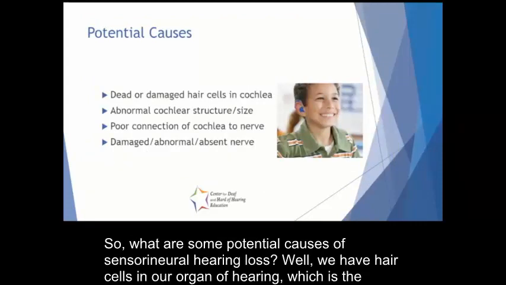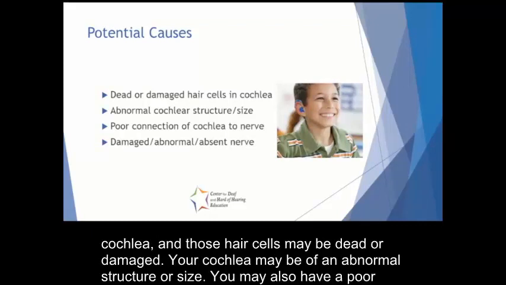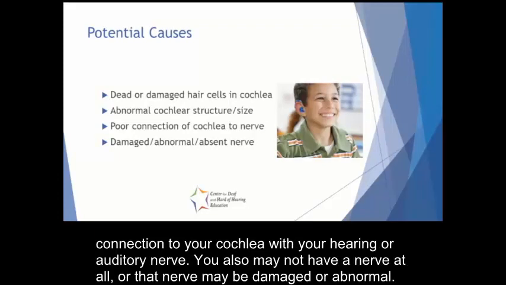So what are some potential causes of sensorineural hearing loss? Well, we have hair cells in our organ of hearing, which is the cochlea, and those hair cells may be dead or damaged. Your cochlea may be of an abnormal structure or size. You may also have a poor connection to your cochlea with your hearing or auditory nerve. You may not have a nerve at all, or that nerve may be damaged or abnormal.